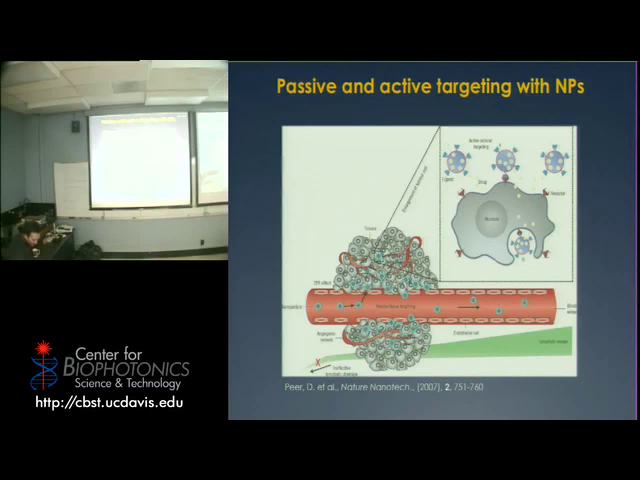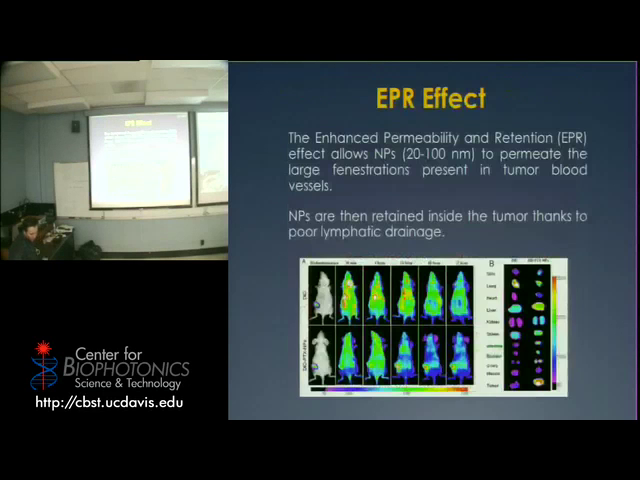And to give an idea of how the EPR effect works, so the enhanced permeability and retention effect, sorry, I didn't think I mentioned that, so passive targeting, if you see that. So this is a mouse, and in this case, you have a nanoparticle.